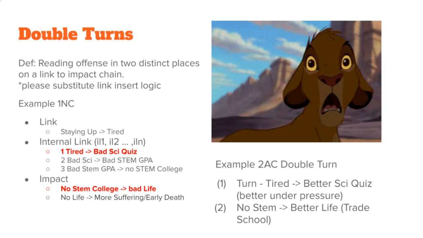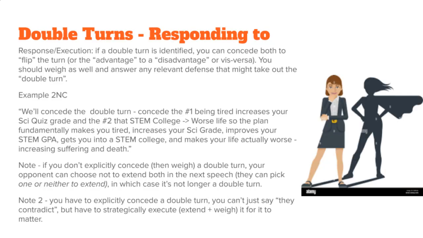And so debaters love to put multiple pieces of turns. Now, it's okay to have lots of turns on one thing. I could have 3 different warrants to why staying up hurt your math score. But I can't turn multiple components at once. And if you do see a double turn, what you have to do is execute it. You cannot just be like, they are contradicting, my job is done, and sit down.